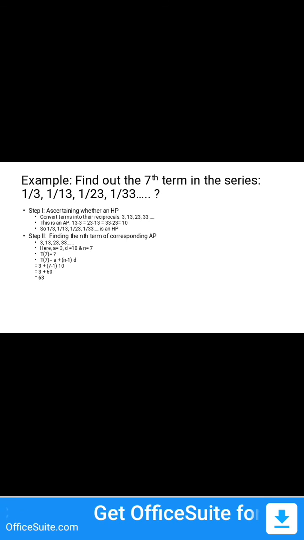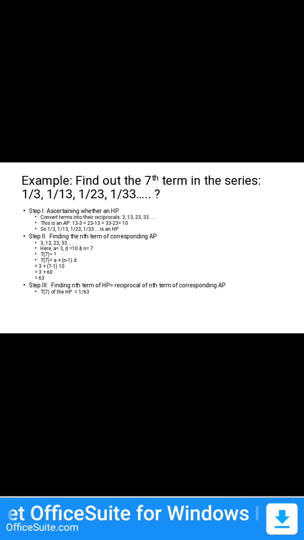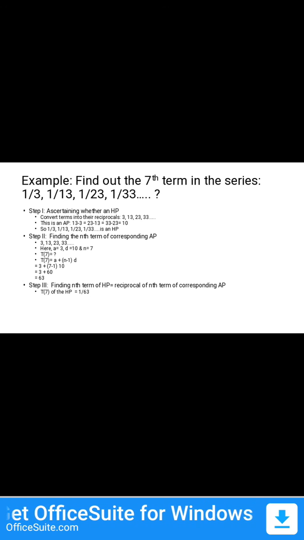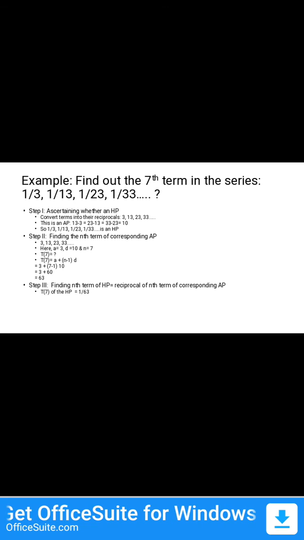However, we have to find out the 7th term of the harmonic progression. So how do we do that? The third and last step, when you have to find the nth term of the HP, is to take the reciprocal of the nth term of the corresponding AP, which means if I have to find the 7th term of the HP, I'll have to convert the 7th term of the corresponding AP into its reciprocal. In step 2, we found out that the 7th term was 63. So naturally, the 7th term of the harmonic progression will be 1 by 63. Is this clear? So this is the methodology that you'll adopt while solving these kinds of questions.